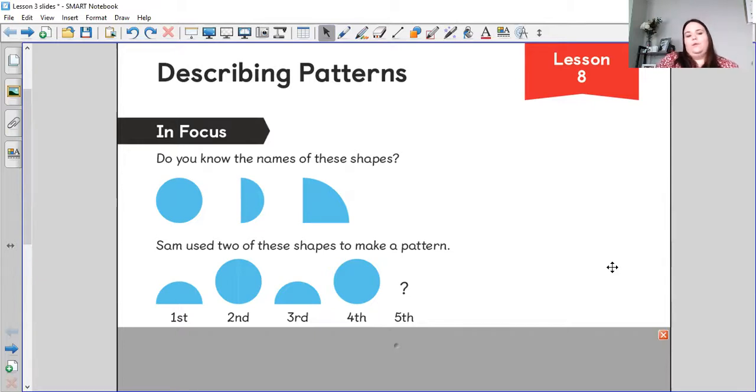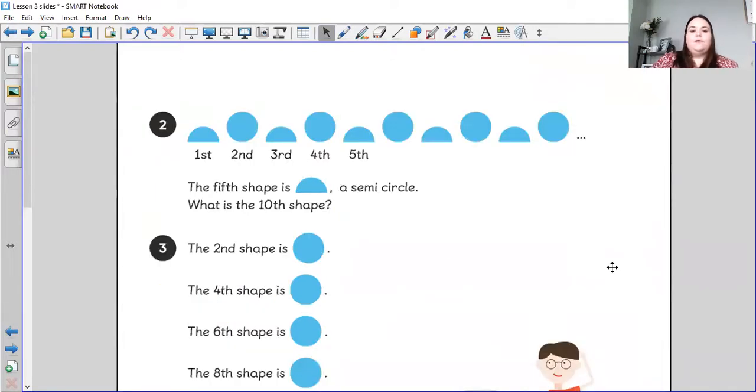Well, I know that 1st is 1 and 3rd means 3, and they're odd numbers. And 2nd and 4th are even because they're 2 and 4. So if something is number 5, which means it's 5th, that's going to be an odd number as well. So for my pattern to continue repeating, it needs to be a semicircle. So here we can see the pattern continuing. The 5th shape is a semicircle.